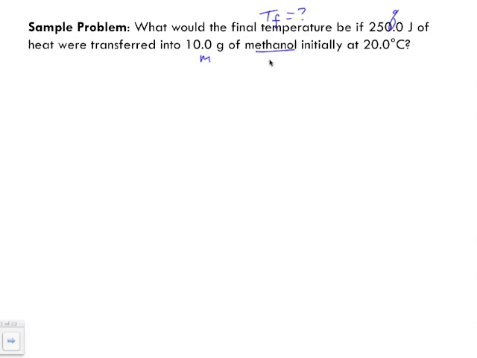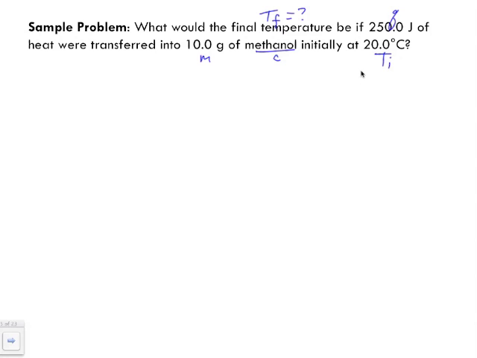So you'd have to look up methanol and the specific heat capacity of methanol. Find your C value. Your teacher would give it to you, or there might be a table in your textbook that will guide you along the way to find the specific heat capacity of methanol. And finally, 20.0 degrees Celsius. This is our initial temperature.